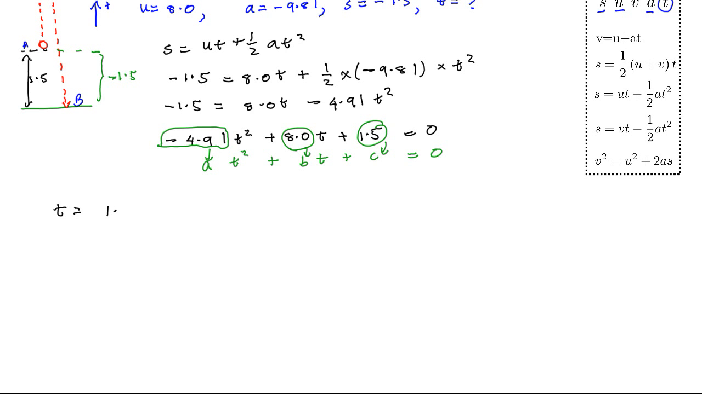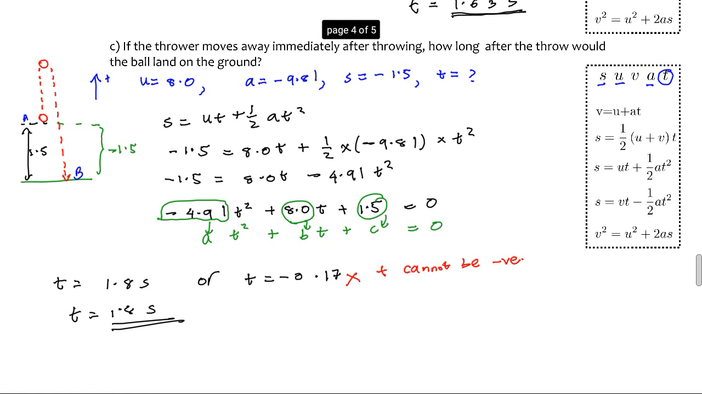So I will write it as 1.8 seconds, or my other solution is t is equal to minus 0.17. So out of these two, I am going to have to discard this one because t can't be negative. So I'm discarding that, and then my answer is time is equal to 1.8 seconds. So it takes 1.8 seconds after the ball is thrown for it to reach the ground.